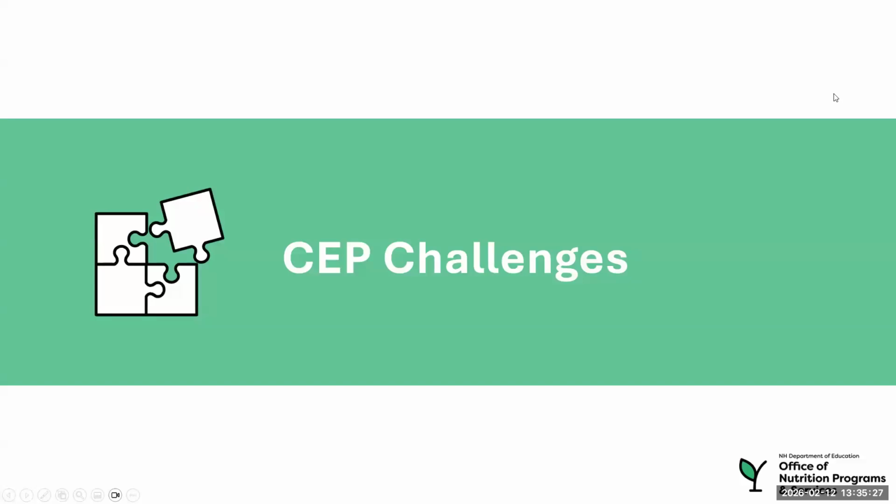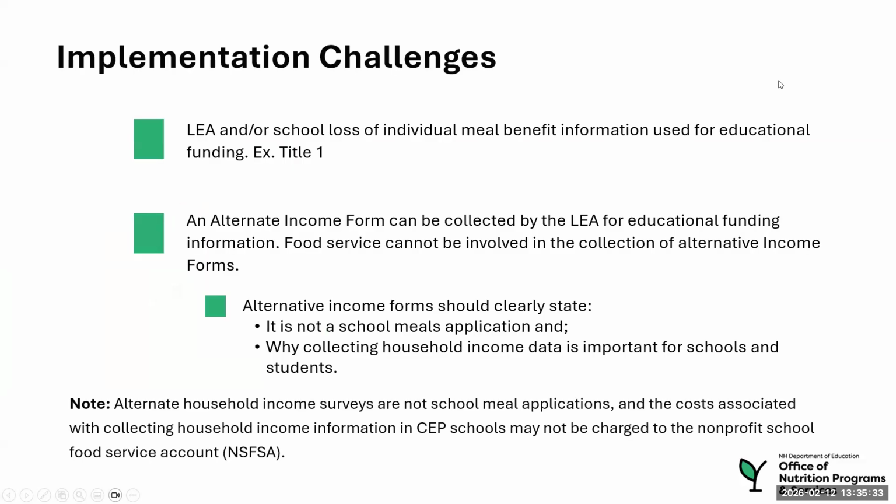So with benefits, there always are some challenges. So now we'll go over some of the CEP challenges. So, implementation challenges. The district or the school might have a loss of individual meal benefit information that's used for educational funding. So that free and reduced percentages that's tied to your Title I funding.